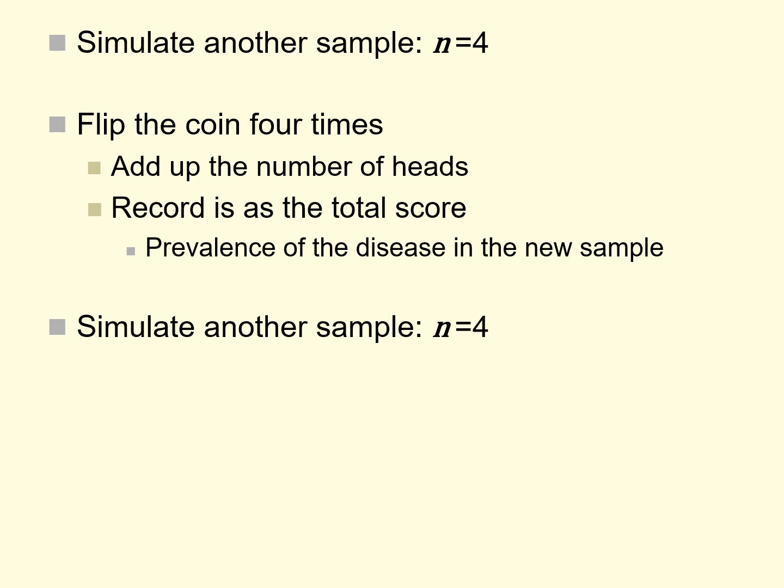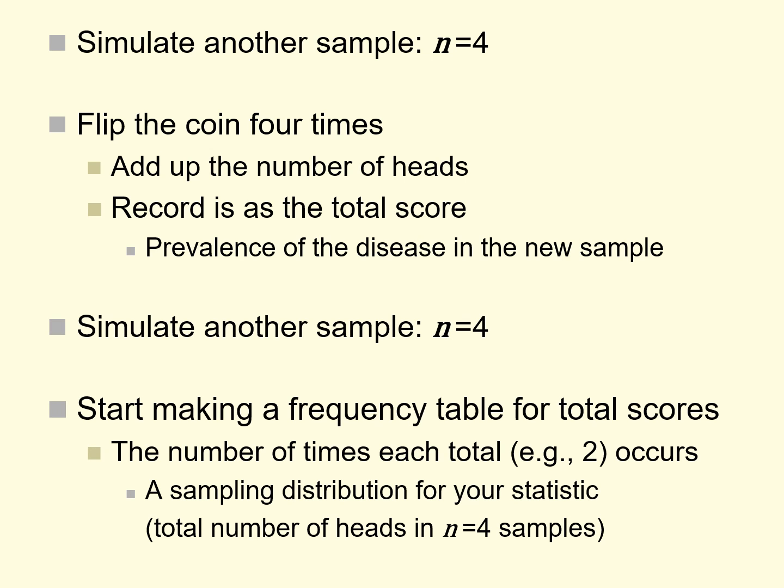Do it again. And as you do this repeatedly, flipping the coin 4 times in a row, recording the number of heads, start making a frequency table for all the total scores that you get. How many times does a total score of 1 heads out of 4 come up? How many times does a total score of 3 heads out of 4 come up? And so on and so on. What you're doing is you're making a frequency table, you're making a sampling distribution for a test statistic, in this case it's just total number of heads, for a large set of n equals 4 samples.